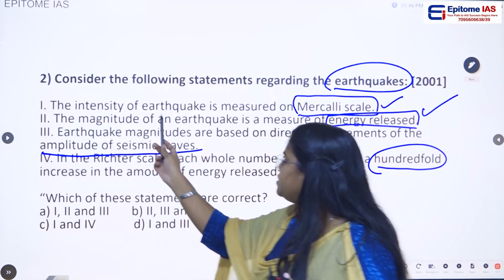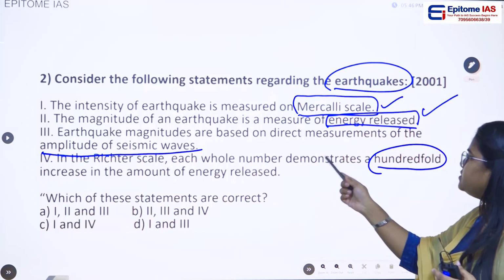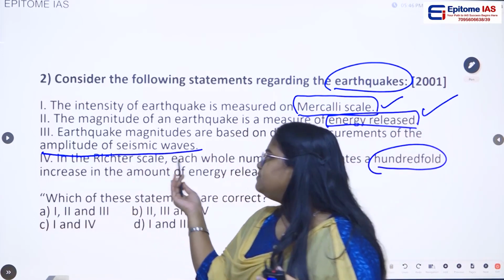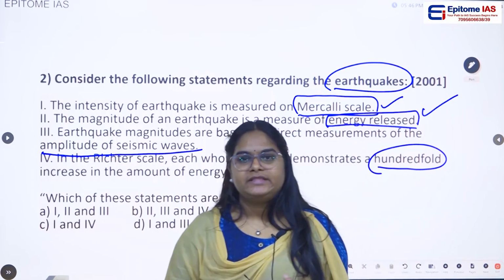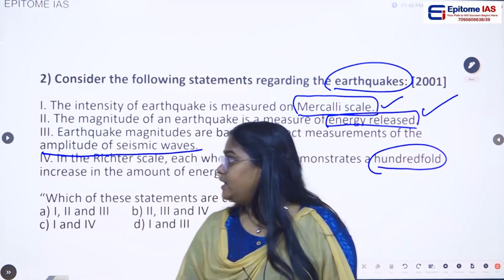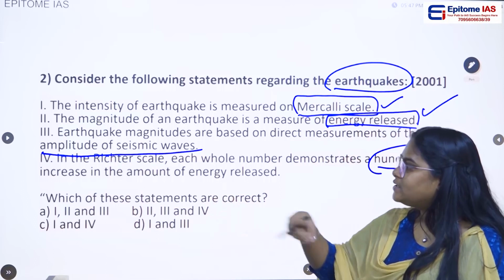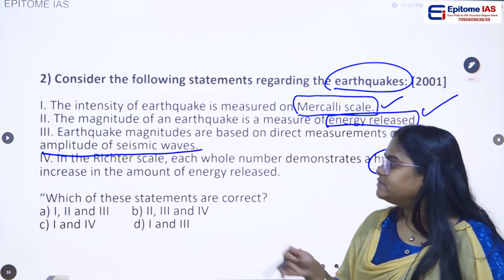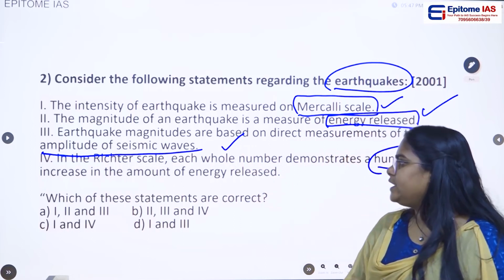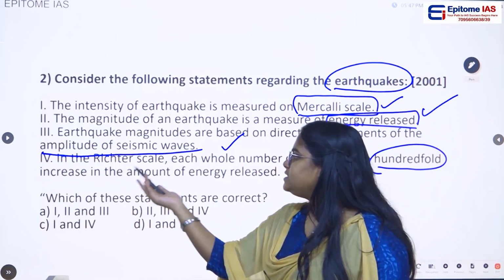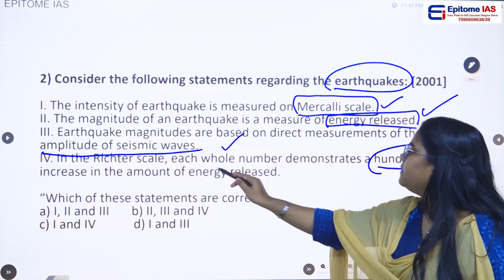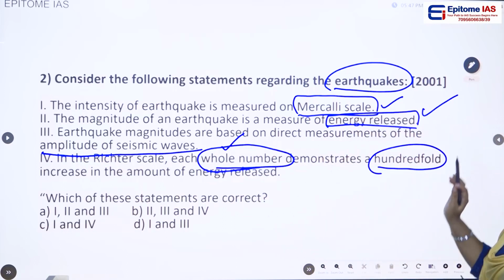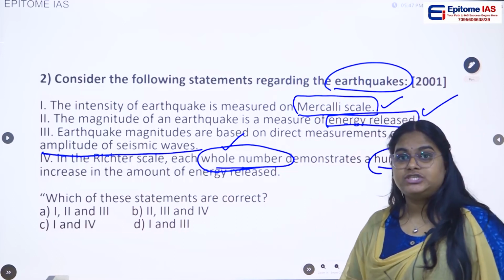Then the third statement: earthquake magnitudes are based on direct measurements of amplitude of seismic waves. Is that true? Yes, we read that in the Richter scale the earthquake's magnitude is actually based on the amplitude of the seismic wave. This statement is also correct. Then the fourth statement: in the Richter scale, each whole number demonstrates a 100-fold increase in the amount of energy released.